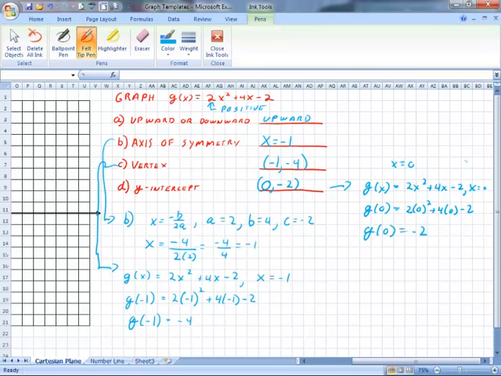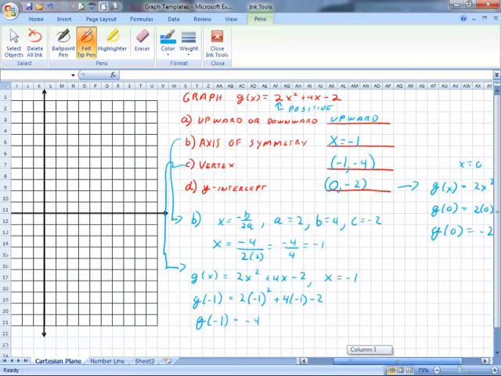Note that the c value in this case was negative 2, so the y-intercept was negative 2. If the equation is written in standard form, not vertex form, then the c value is actually the y value of the y-intercept. In other words, it's ax squared plus bx plus c, and c is negative 2. C is the y-coordinate of the y-intercept.